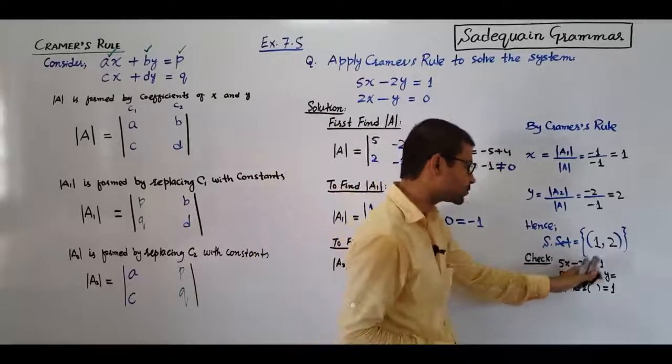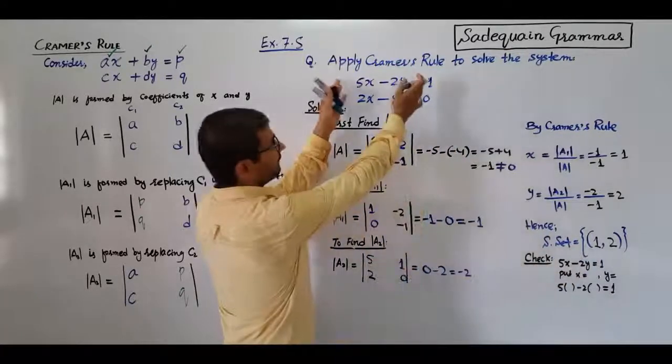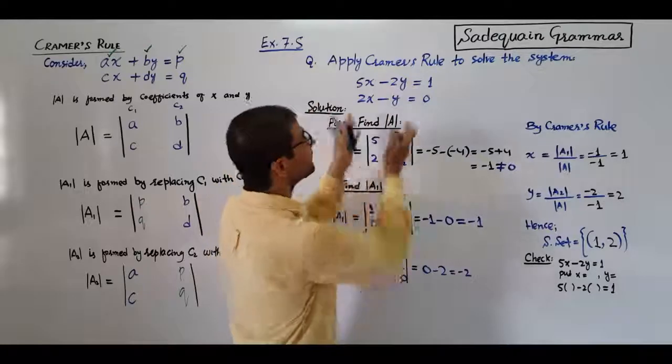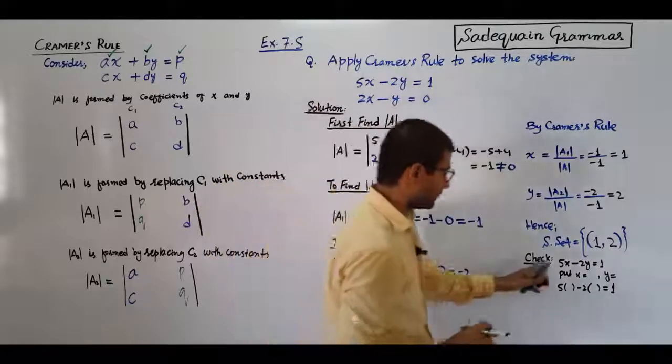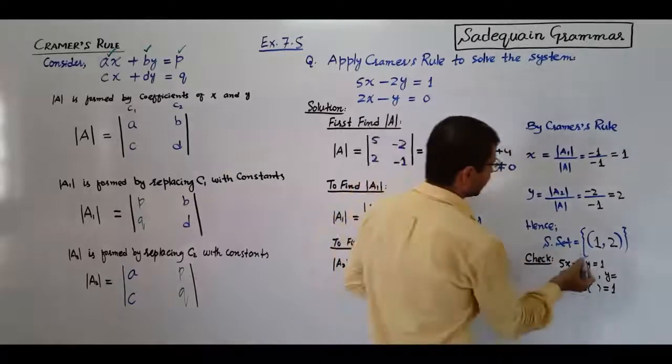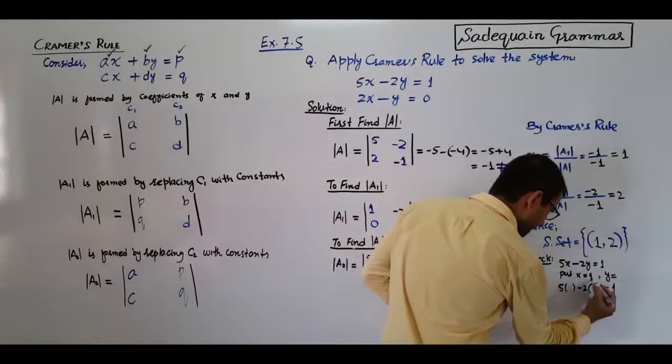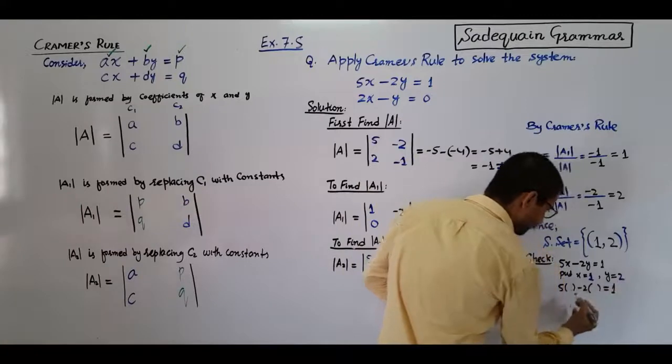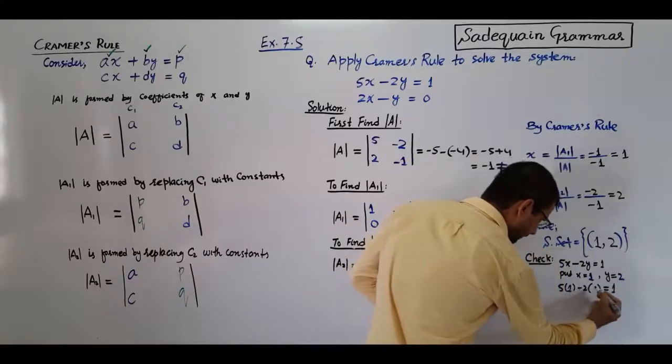5x minus 2y equal to 1. What is this? This is the first equation of the question. You can take the second also. 5x minus 2y equal to 1. Now substitute the values of x and y. x is 1, y is 2.